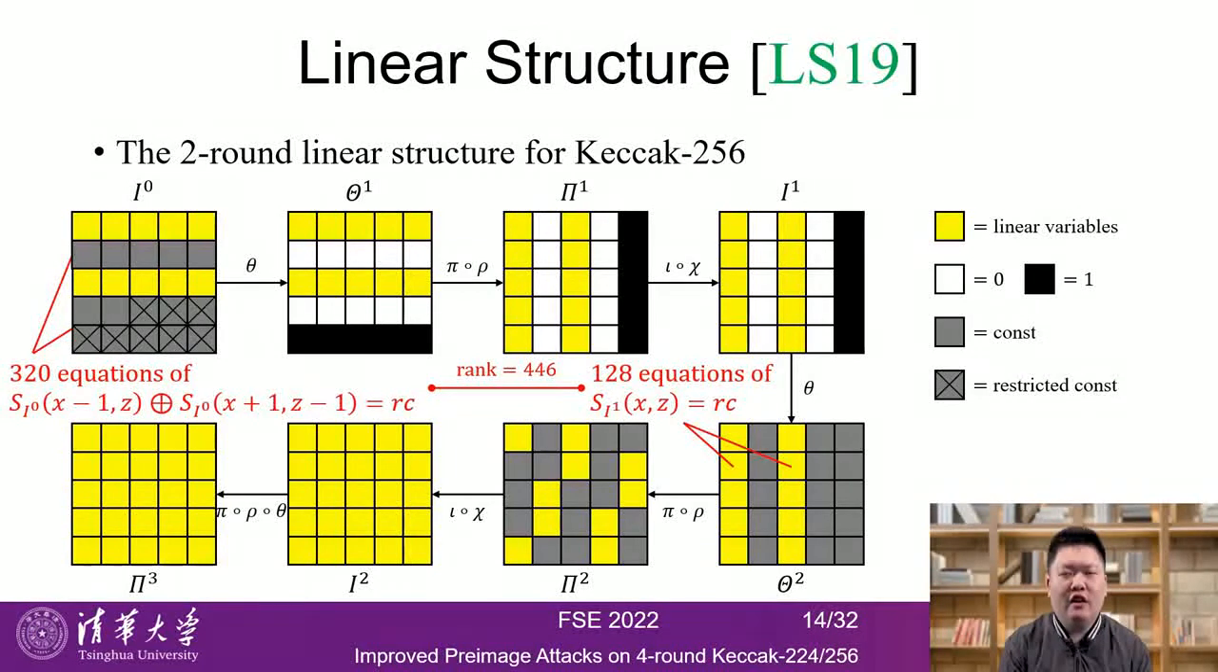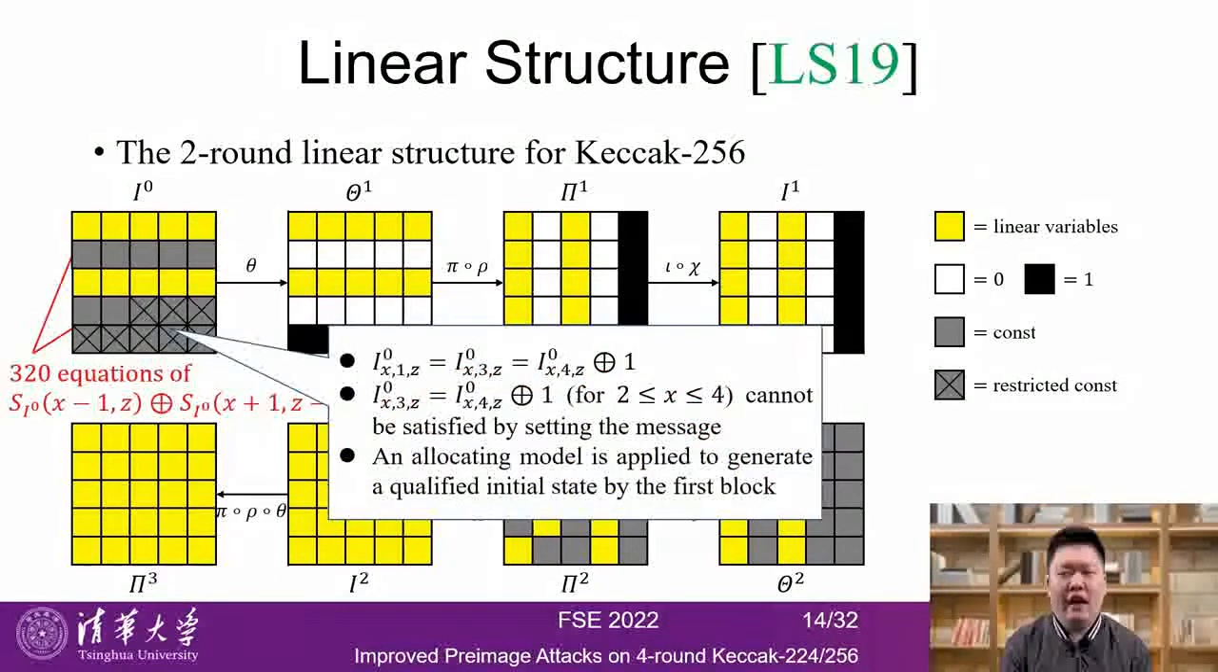It can be proven that the rank of the equation matrix is only 446, returning 2 degrees of freedom. Thus, this two-rung structure leaves 194 degrees of freedom. Actually, to meet those constants of 0 and 1 in the first chi step, the lanes in the initial state must satisfy specific conditions. However, some conditions only involve restricted parts and cannot be satisfied by setting the message. For this reason, an allocating model is applied to generate a qualified inner state. It should be noted that the complexity of matching such conditions is much smaller than searching the preimage, so we omit this part of complexity in total counting.